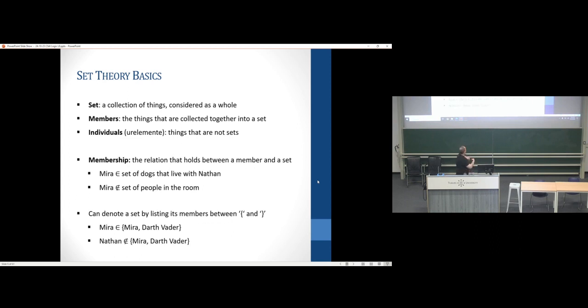So, some terminology. We'll say that a set is a collection of things considered as a whole. And the members are the things that are collected together into the set. So if we take the set of people registered for this class, then each one of you is a member. And we can talk about individuals, or if we're going to be fancy-dancy, we can talk about elementa.